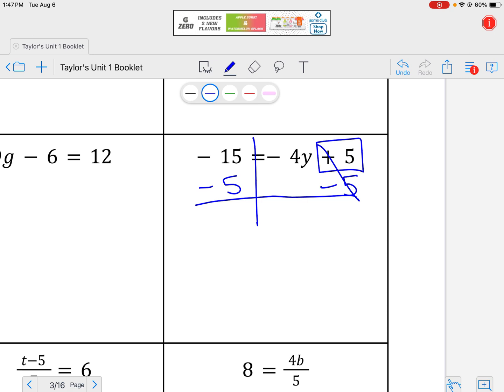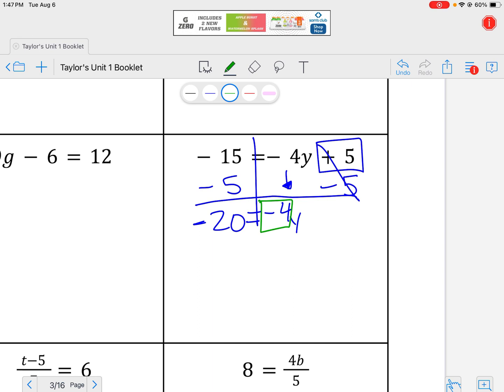The 5s on that side cancel. I bring down the -4y. And then -5 and a -15 tells me that I'm going to keep the negative and add the two numbers together. So now the number next to my letter is the -4, which is my coefficient.